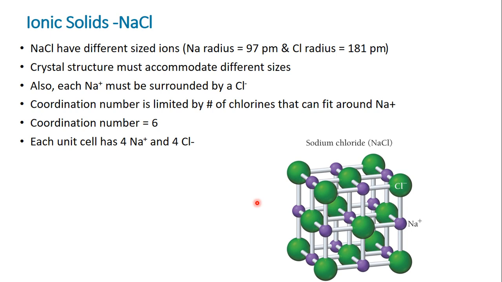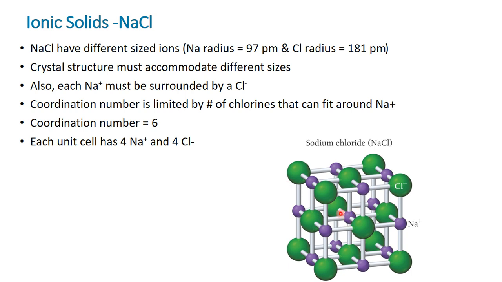And NaCl, here we are dealing with ions of different sizes. Here, chlorine is roughly double the size of sodium. So our crystal structure has to accommodate these different sizes. And each sodium must be surrounded by a larger chlorine. So really our coordination number here is limited by the number of chlorines that can physically fit around sodium. And that number is 6.